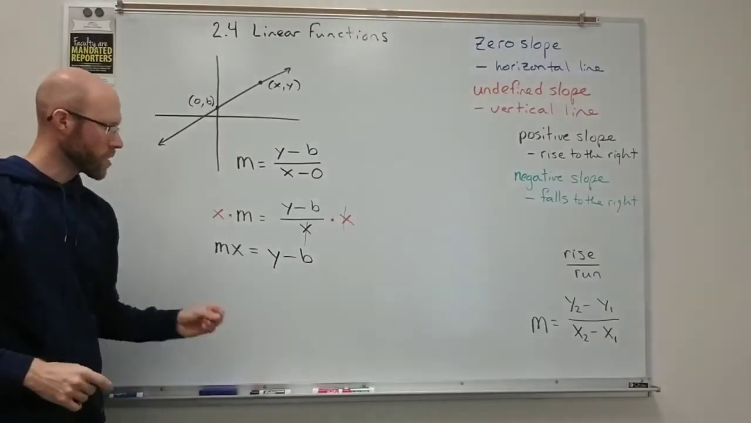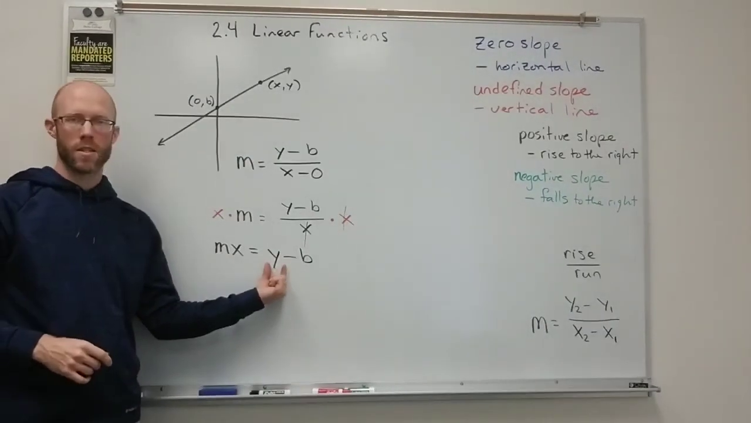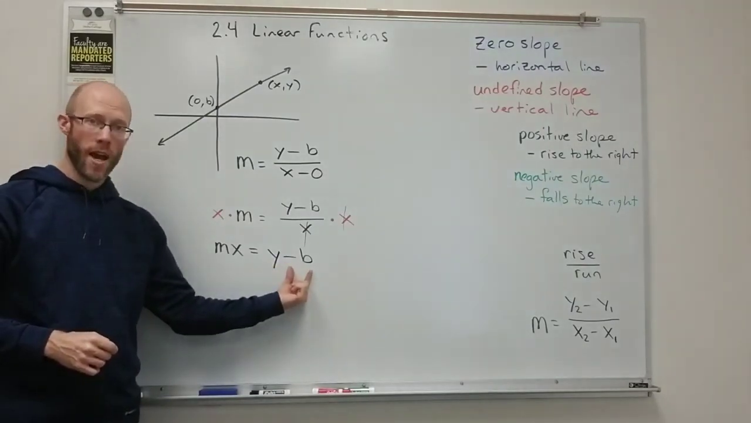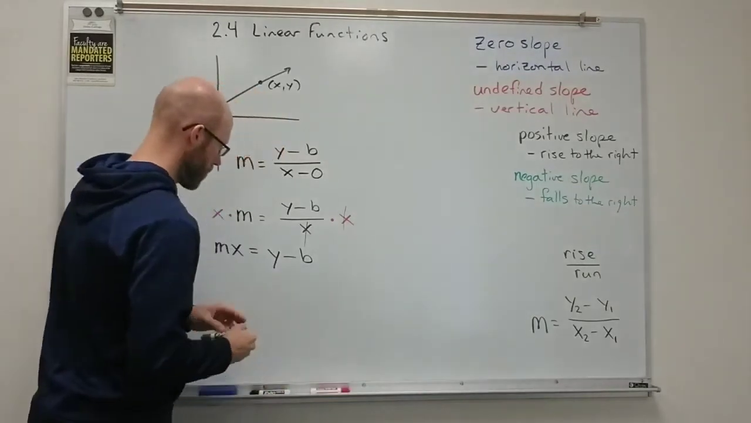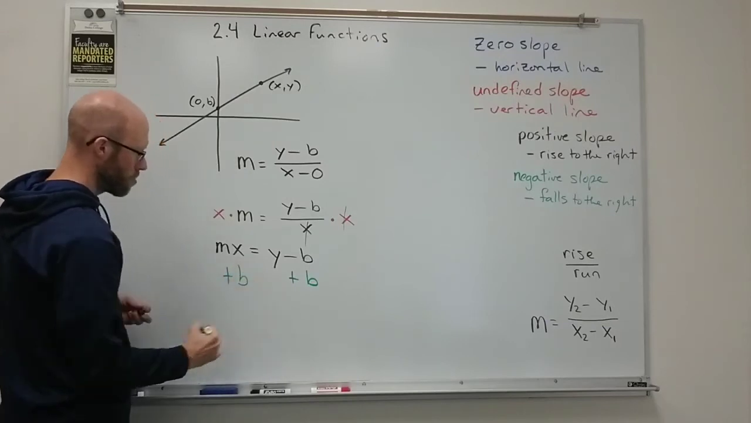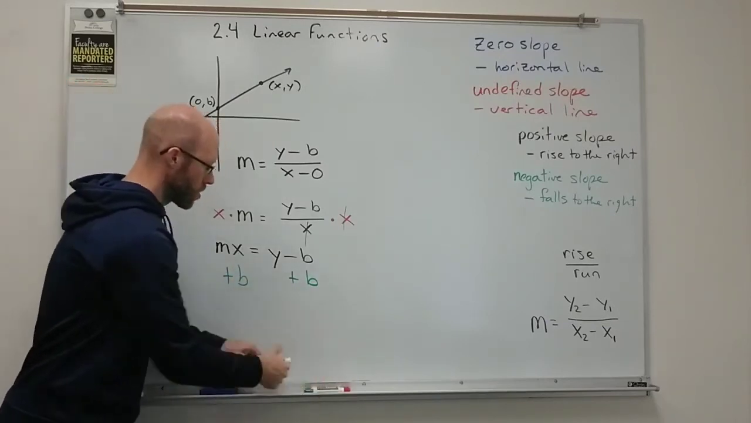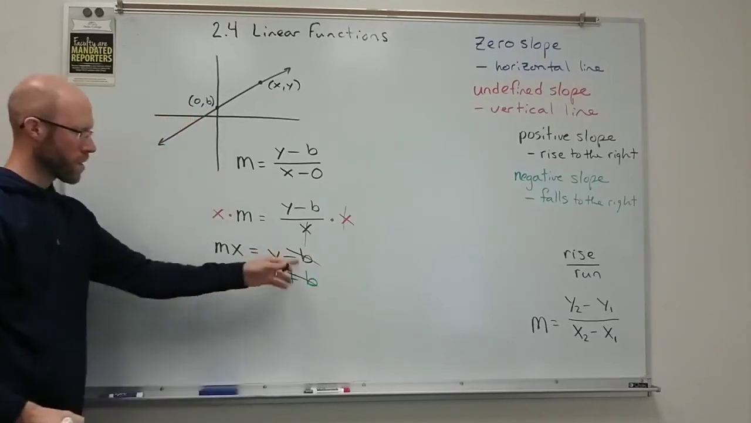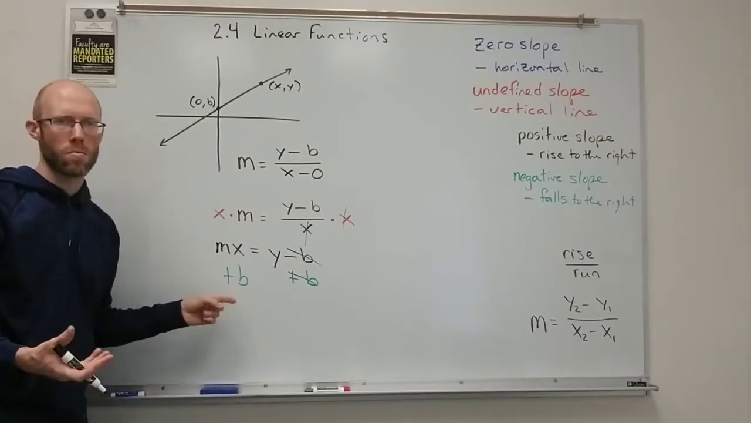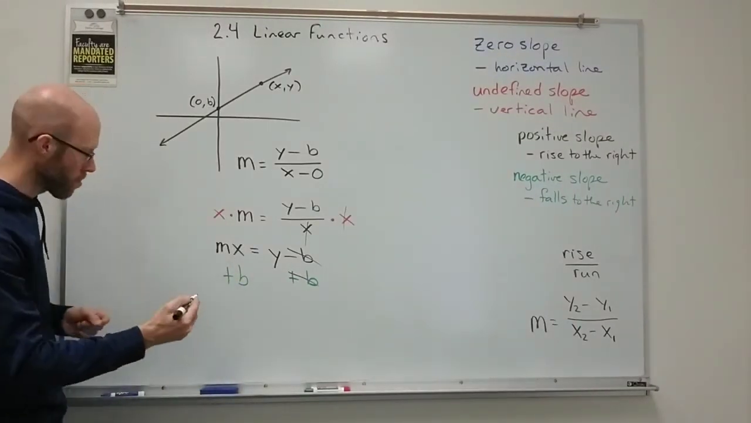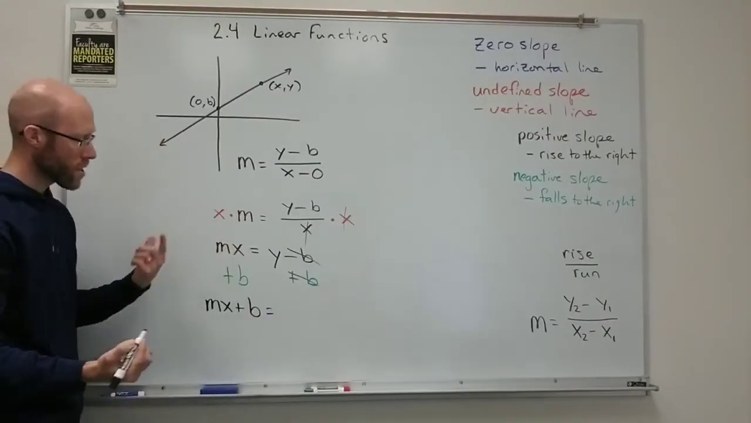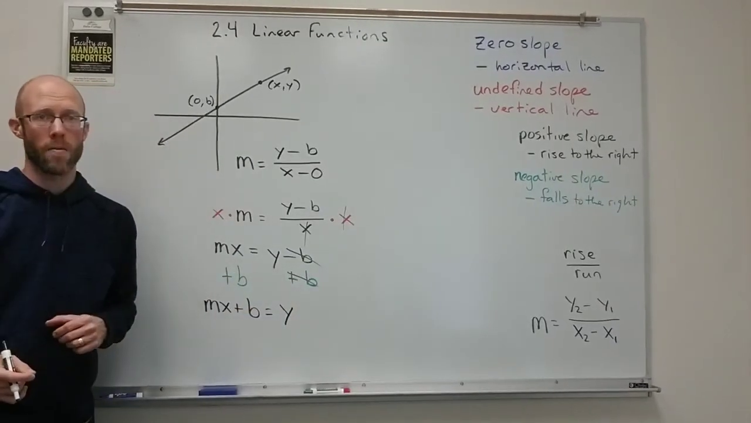And now, what I'd like to do is actually solve for y, because that's kind of the easiest variable to solve for in this equation. To do that, I'm going to add a b to both sides. Well, the b's will cancel out on the right because they add up to 0. But on the left now I have mx plus b. They're unlike terms because the variables are different, so I have to keep them separated. So we get mx plus b. And on the right side, all I am left with is the y.